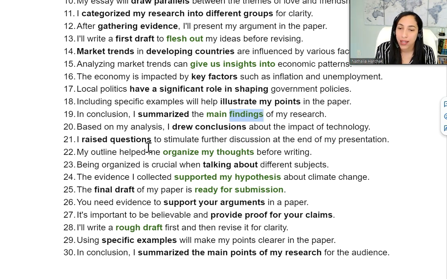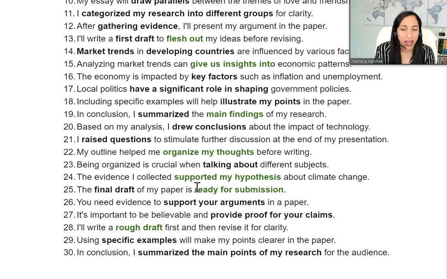Based on my analysis, I drew conclusions about the impact of technology. I raised questions to stimulate further discussion, extra discussion at the end of my presentation. My outline helped me organize my thoughts before writing. Okay, so remember, if you write a list of topics, then that's a way to organize your thoughts before you start writing. Being organized is crucial when talking about different subjects.